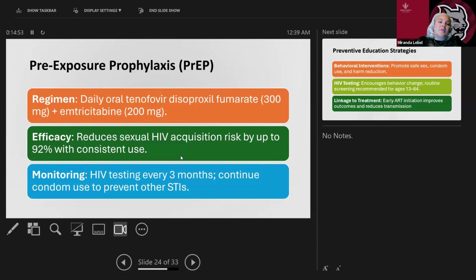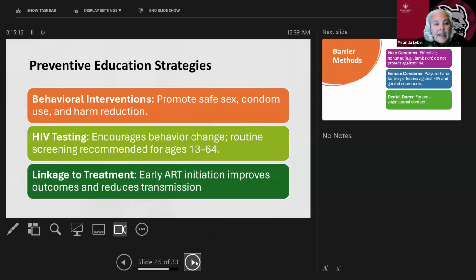And the efficacy is going to be reduced sexual HIV acquisition risk by up to 92% with consistent use. And we want to monitor these patients every 3 months and continue condom use to prevent other STIs because pre-exposure prophylaxis will not stop other STIs. And then preventative education strategies are going to be promote safe sex, condom use, and harm reduction. HIV testing, encourage behavior change and routine screening for ages 13 to 64. And early ART initiation improves outcomes and reduces transmission.